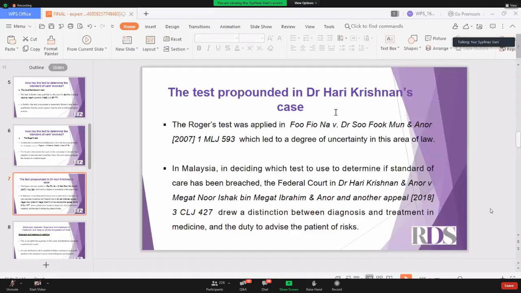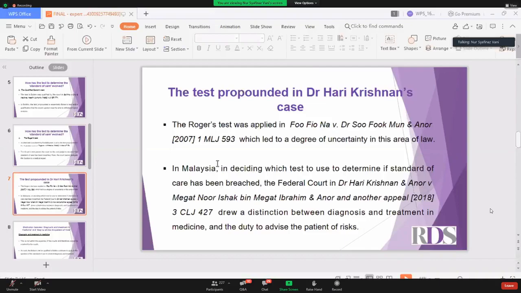Like I said, the case of Foo Fio Na applying the Rogers test brought a bit of an uncertainty to the medical negligence litigation area in Malaysia. This brought the case of Dr. Hari Krishnan into the picture. This is a case, I guess, known to many.